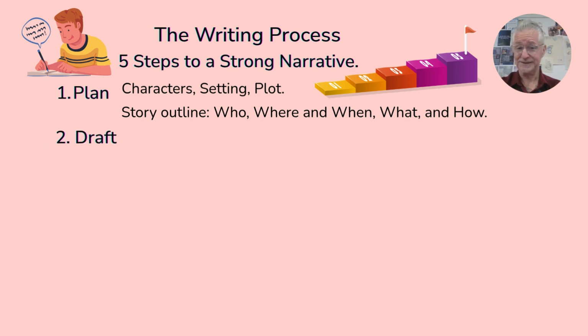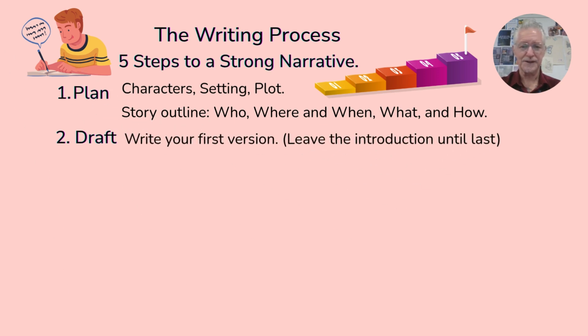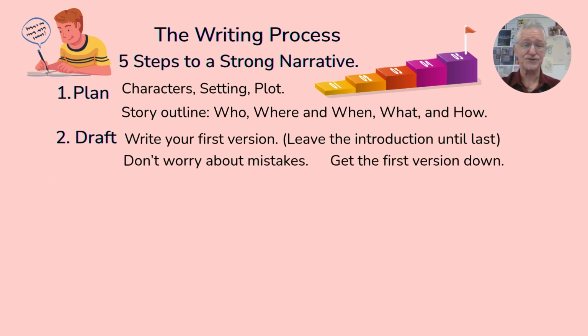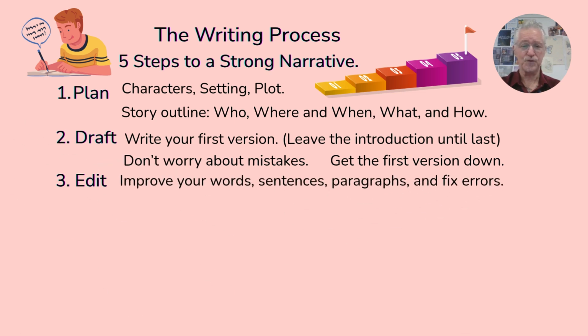Draft is the next thing. Once you've planned your narrative, then you write your first version. You leave the introduction and the conclusion until last. Don't worry about mistakes, just get your first version of the story down. Once you've got your first version, beginning, middle, and end, then it's time to go back and edit it to improve your words, your sentences, your paragraphs, and fix any errors that you've made. Make any adjustments that you want to the story.